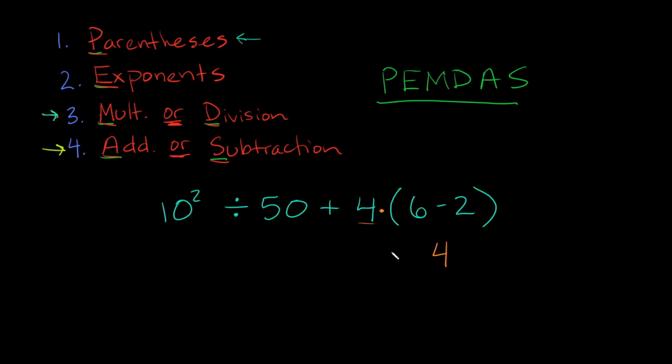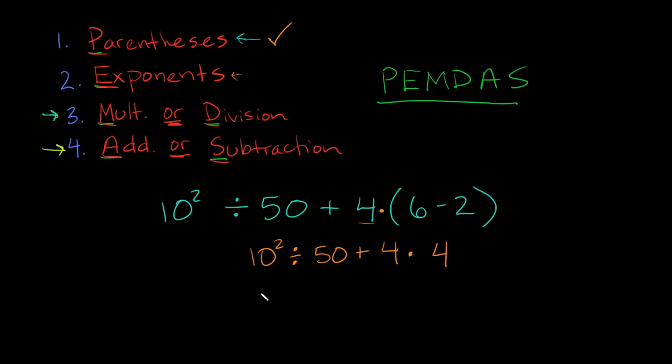So let's bring this 4 times down here now, okay? And let's bring the rest of our problem down as well. So we have 50 plus, and then we have this 10 squared divided by. Okay, so we dealt with the parentheses. Those are gone. Now let's move on to the next one, exponents. Okay, do we have any exponents in this problem? Well, yeah, we have this 10 squared, or 10 raised to the power of 2, right? So that's what we're going to solve next.